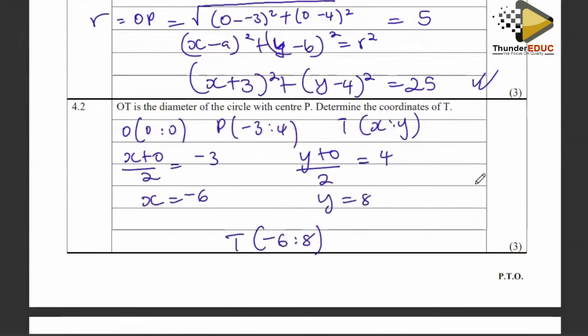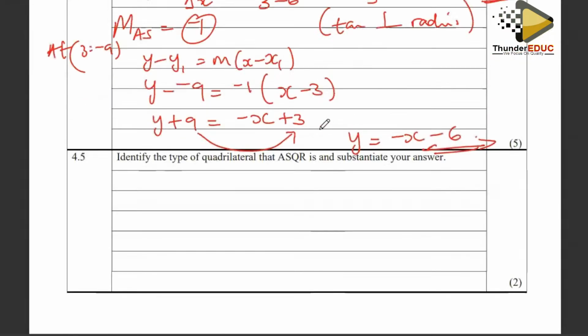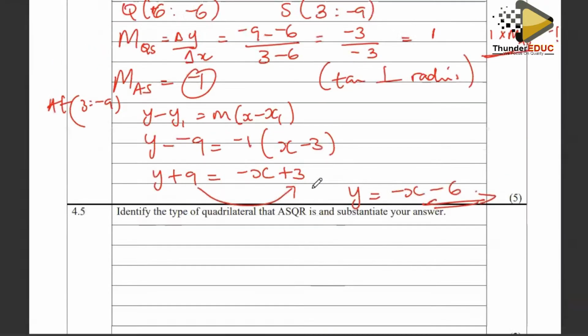Okay, so if I've left out something, please just slot it in the comment section and let's continue cruising. 4.5, identify the type of quadrilateral that ASQR is, and substantiate. Shakespeare is back. Substantiate. In other words, give a reason for your answer.